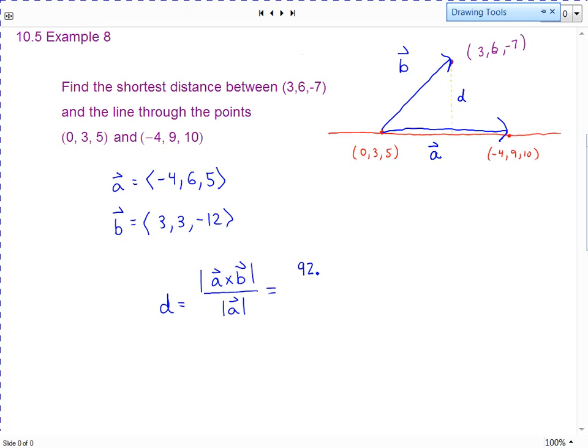92.6. And the bottom, magnitude of A. So that's the square root of, whatever. I did this by hand. Oh, on the top is 97? Yeah, that's what I got too at home. 97.76 or 77 or something like that. And then the bottom is what, 8.77? Anyone get that for the bottom?